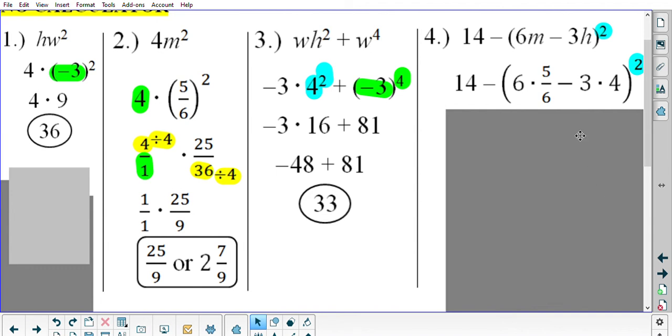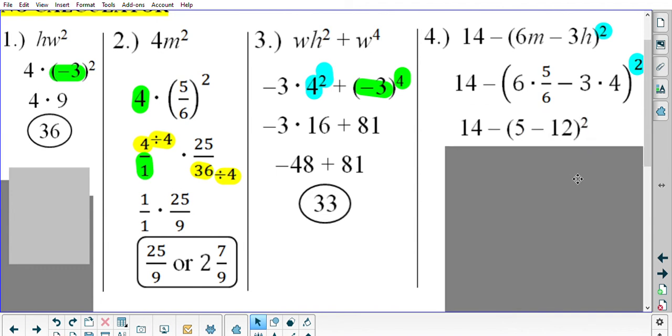So here we go. 6 times 5/6 would be 6 over 1 times 5/6. You could reduce diagonally, and that would just give you 5. Now, you also could do 6 times 5, which is 30, divided by 6, would also give you 5.